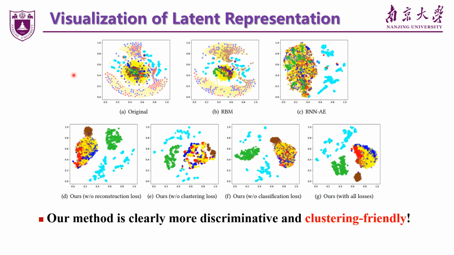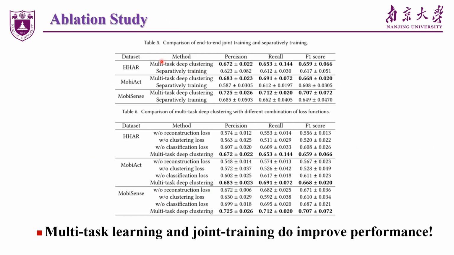We visualize the results of different clustering methods. It is shown that the conventional clustering methods are mixed up together, but our method is clearly more discriminative and clustering friendly. We further conduct an ablation study, which shows that with multitask learning and joint training, they do improve the overall performance.